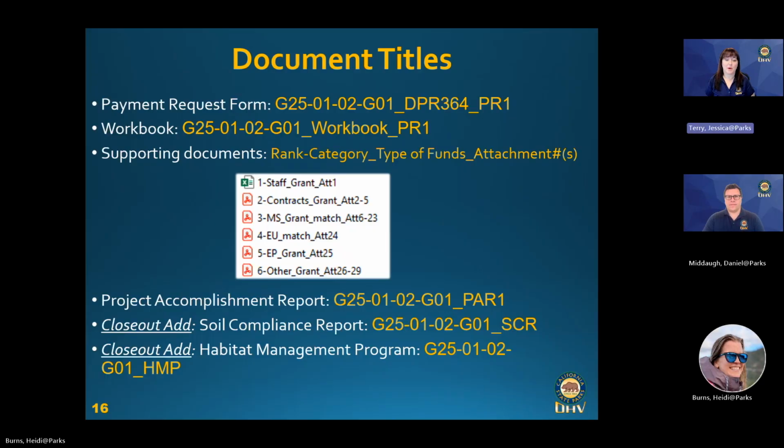Now, at the bottom of the slide here, you'll see an example of what we recommend for the project accomplishment report title, just PAR1, that's for the first PAR submitted. The Soils Compliance Report, just SCR, make it short, and the Habitat Management Program, just HMP. Definitely having the project agreement and those documents helps our scientists when we forward them over to them. And then just having that acronym really helps us all understand what we're looking at before we open it.